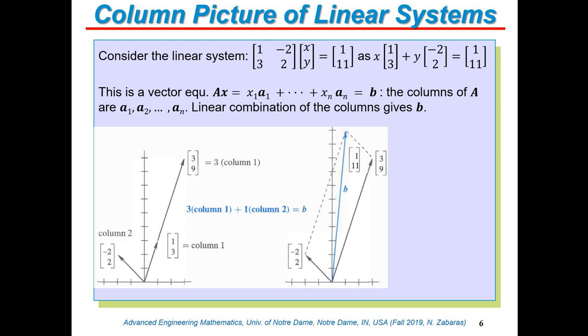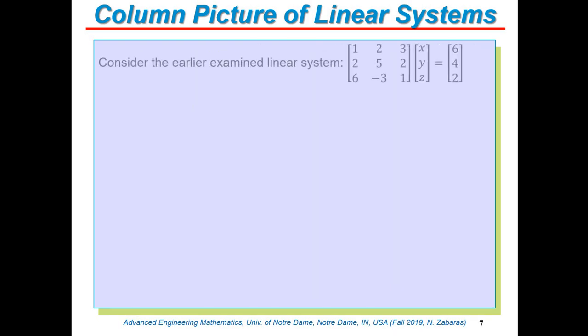All right, let's do a 3-dimensional example. If we have a system of 3x3 of linear equations defined by a 3x3 matrix, this is the same system as before, so we know the solution is 0, 0, 2.